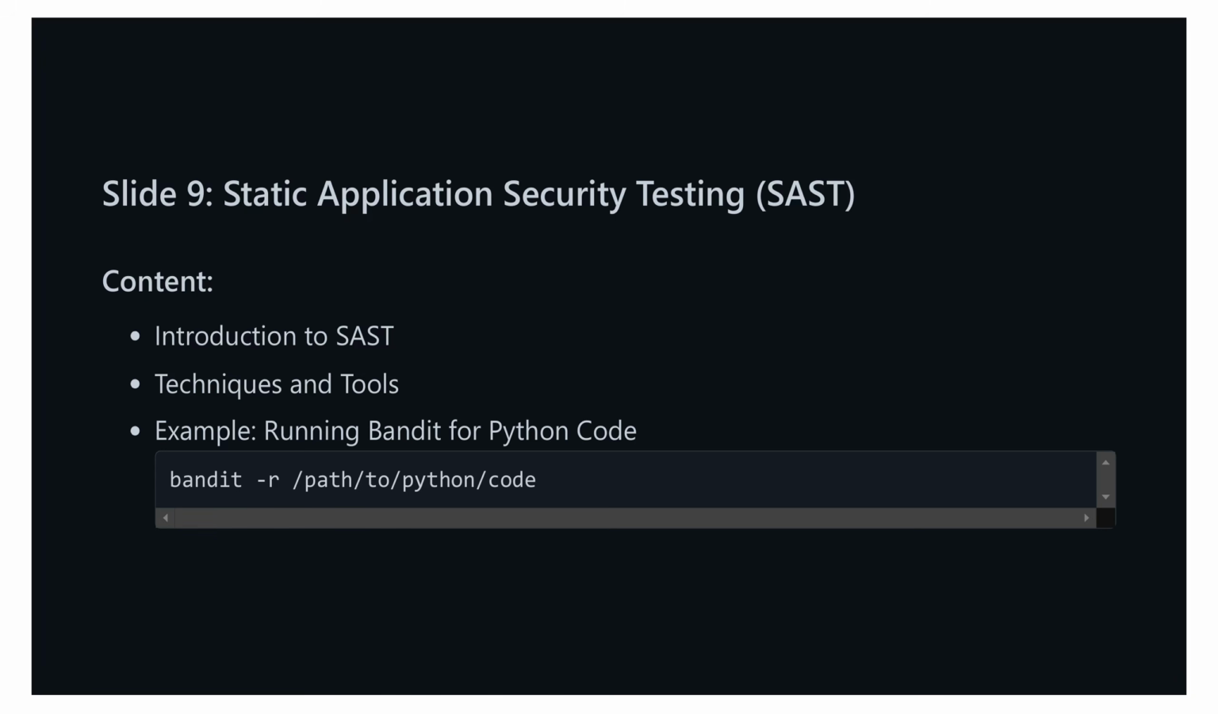The command shown, bandit -r path/to/python/code, scans the specified directory recursively, analyzing Python files for vulnerabilities. It's a straightforward yet powerful command that integrates easily into your development workflow, giving you insights into security issues as you code. On the next slide, we'll explore infrastructure as code (IaC) scanning, emphasizing its importance, techniques, tools, and a practical example of running Checkov for Terraform code. This is crucial for ensuring your infrastructure is as secure as your application code.